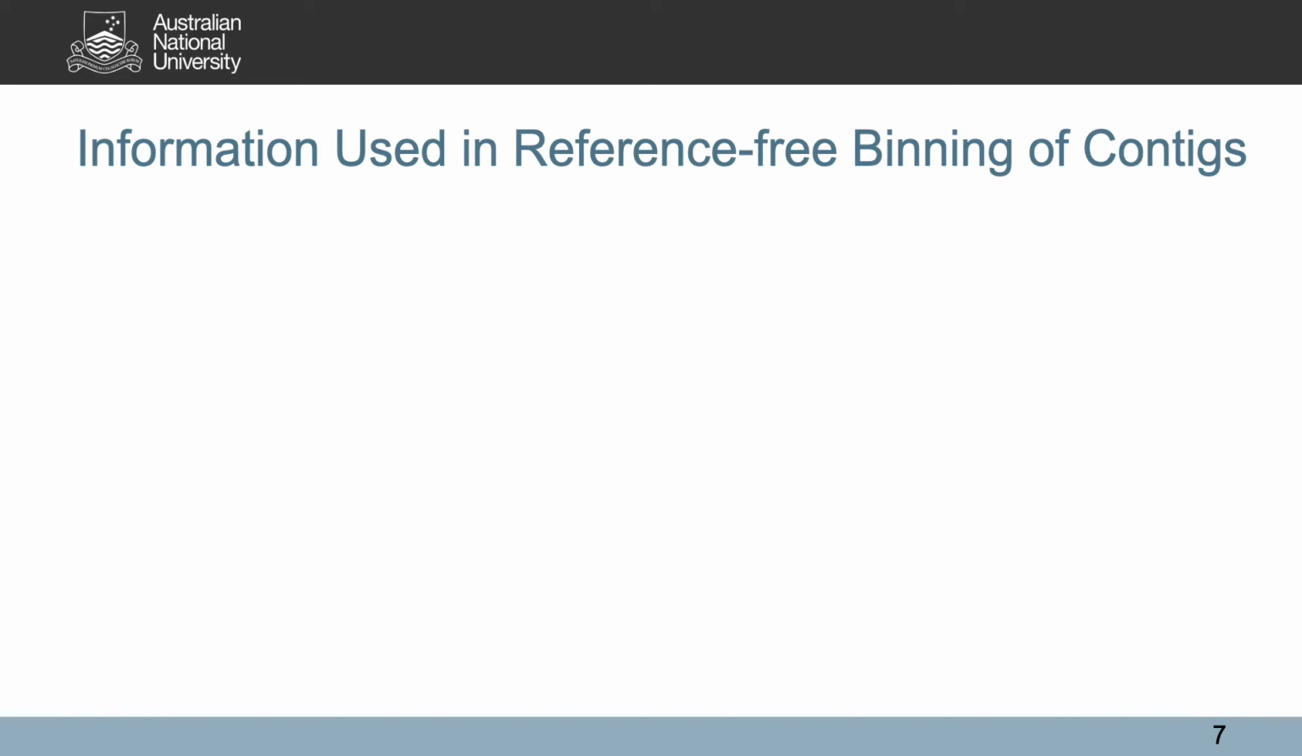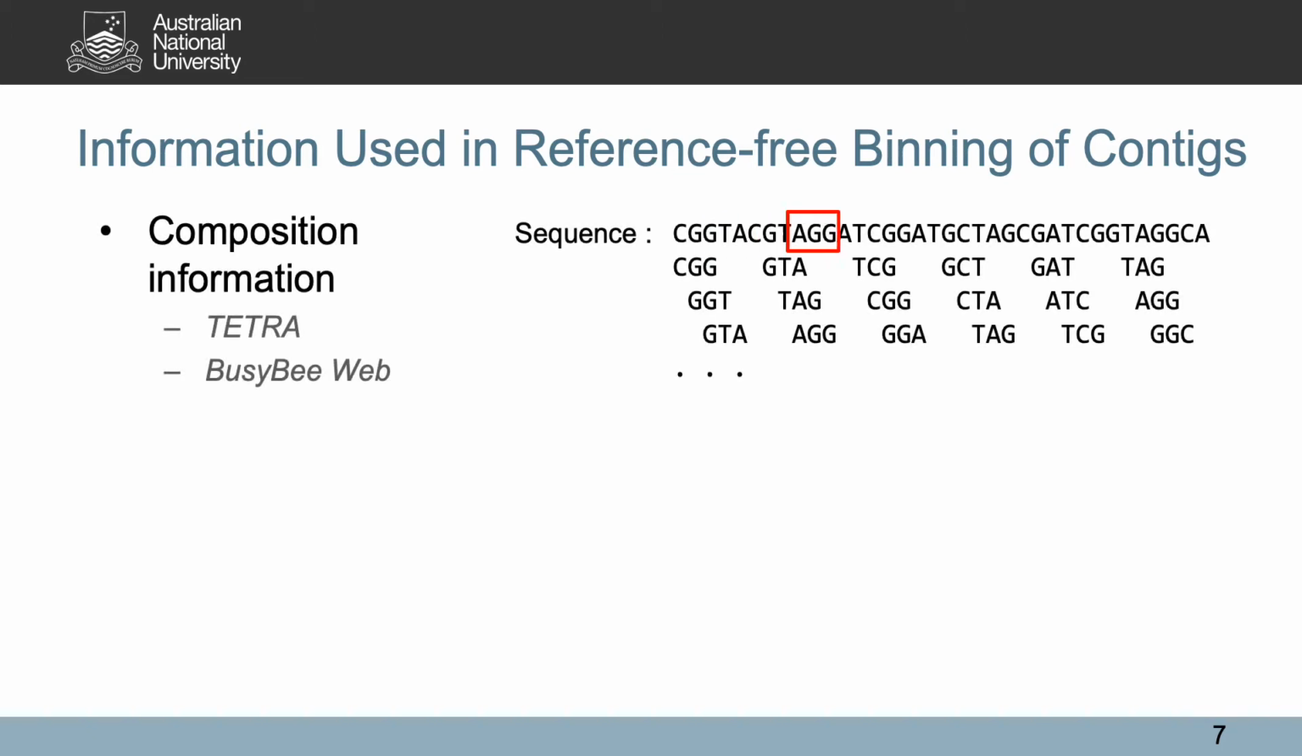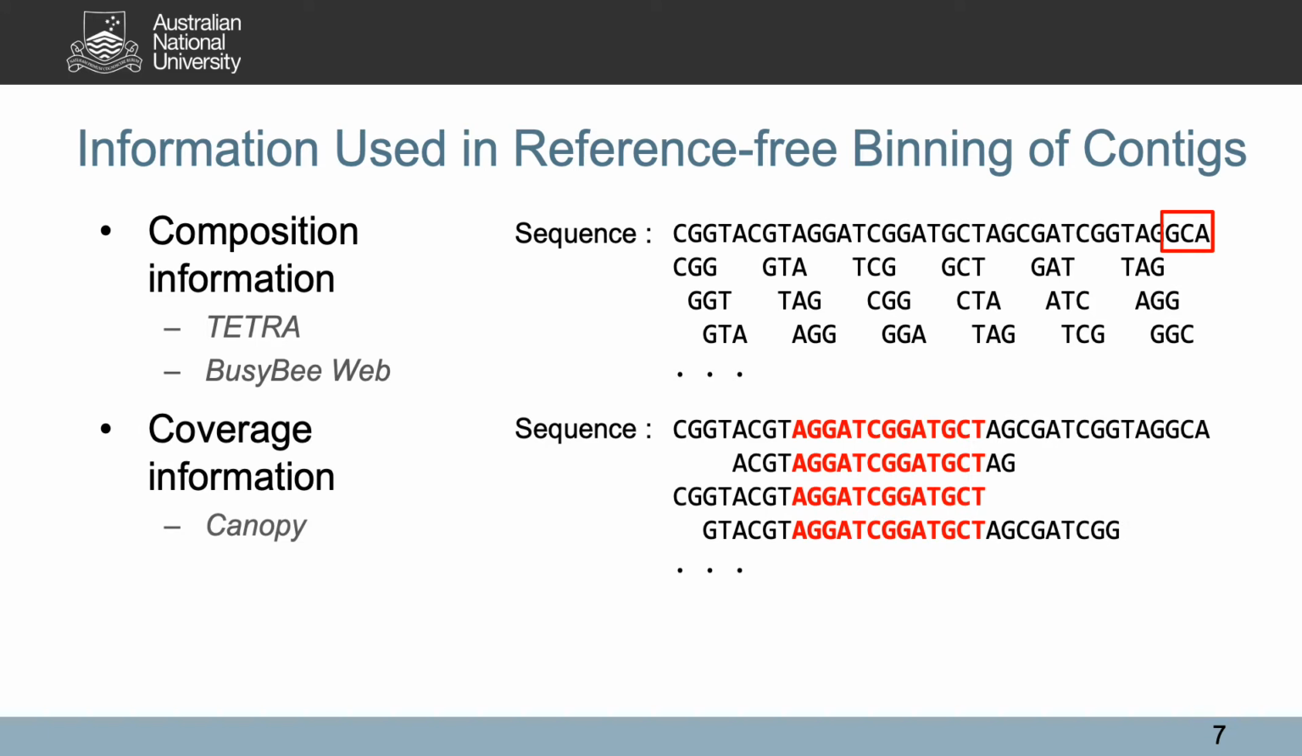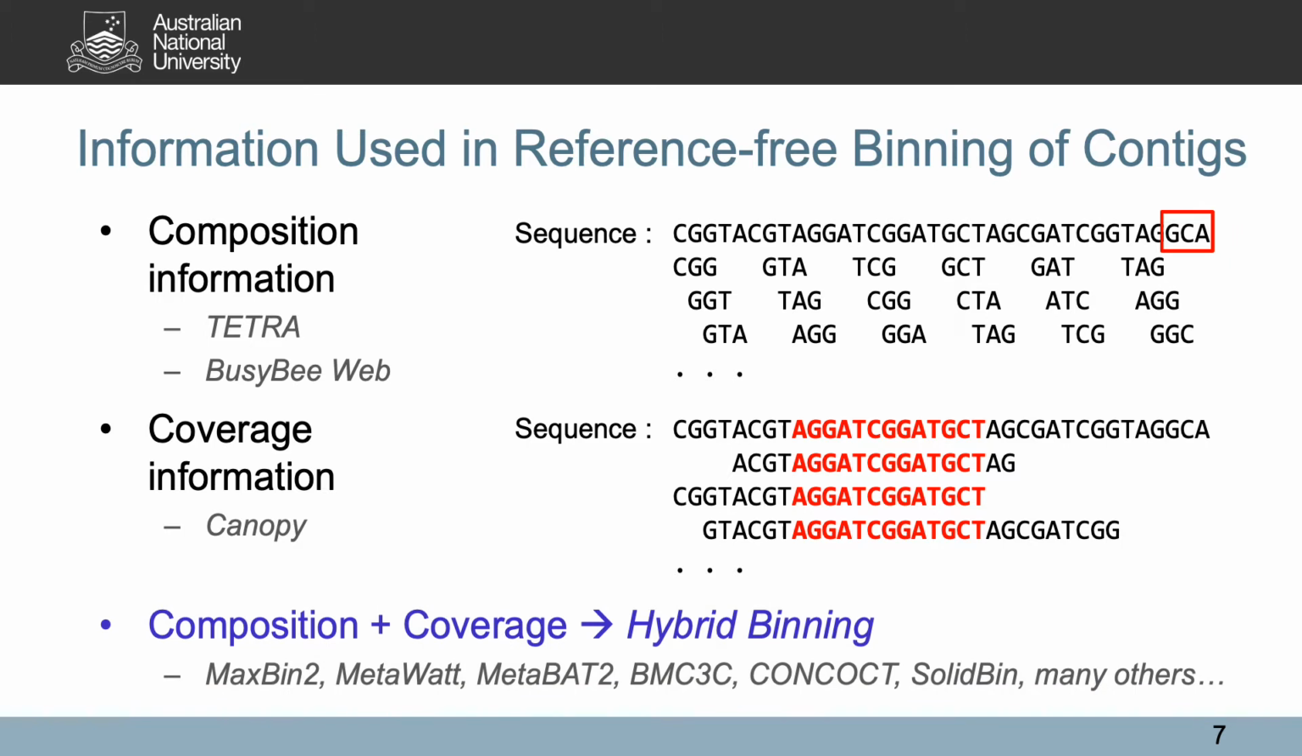There are 2 kinds of information commonly used to support reference-free binning of contigs. First is the composition information. We obtain short strings of length k called kmers to represent the composition of contigs. Then we have coverage information where we use the coverage of contigs. We can obtain the coverage using the number of reads that align to a contig. Majority of the latest contig binning tools make use of both the composition and coverage information to perform binning.